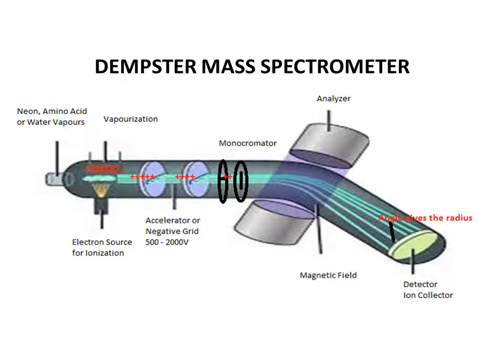Then after vaporization, ionization will take place, meaning that the substance will change into ions. The Dempster mass spectrometer works with positive ions. After ionization, it will move towards the accelerator, which is also known as the negative grid, to attract positive ions which are formed in the ionization chamber. After the negative grid, we will move toward the monochromator. In the monochromator, magnetic and electric fields are both given to the positive ions.